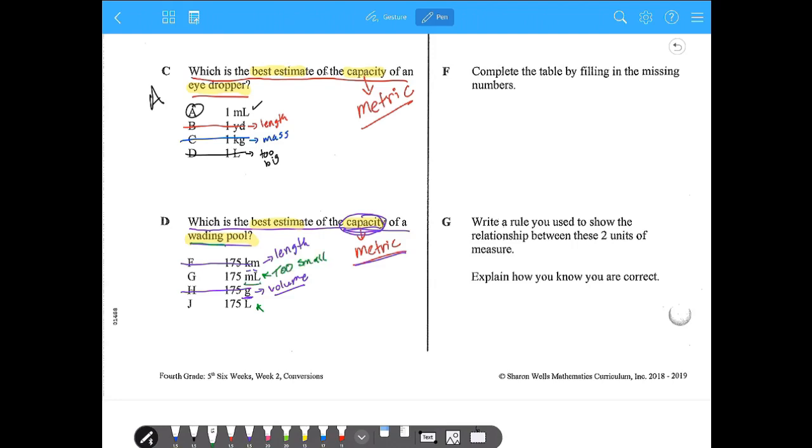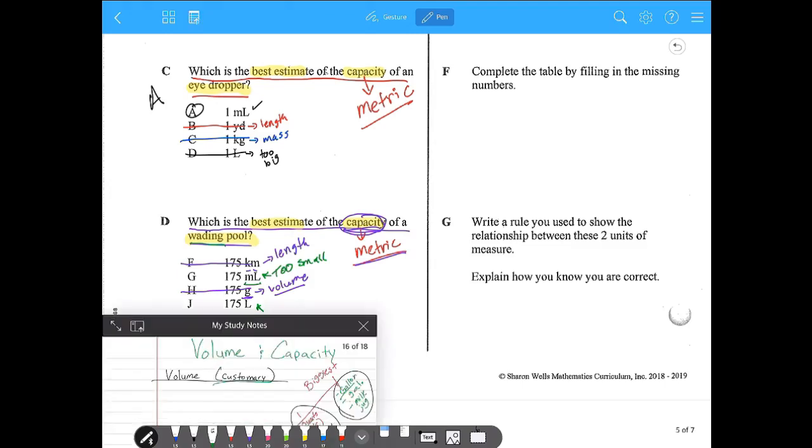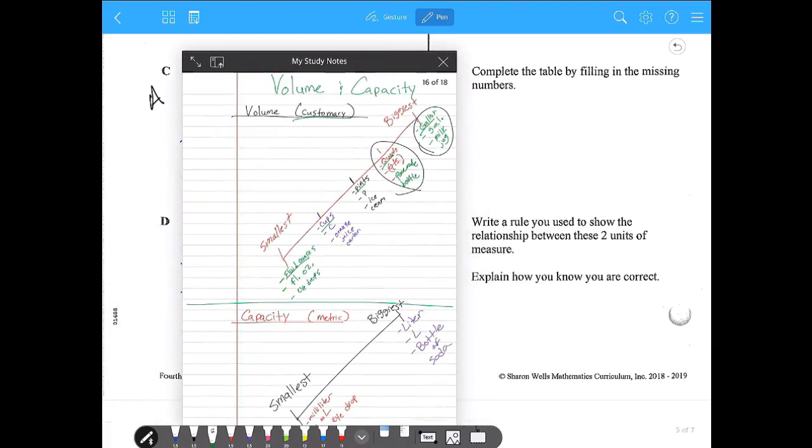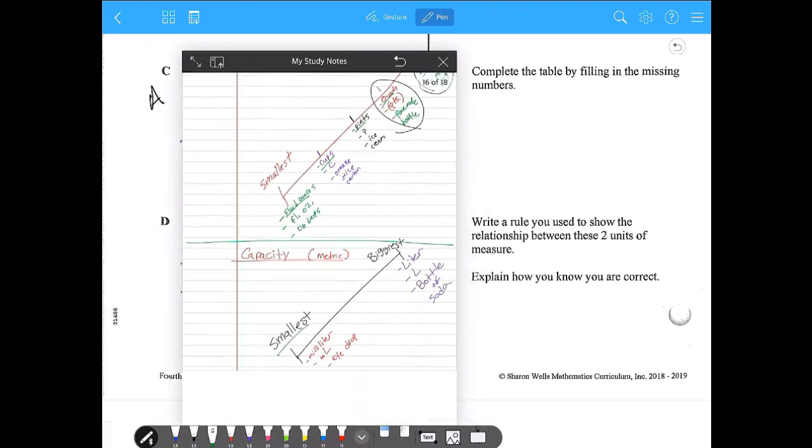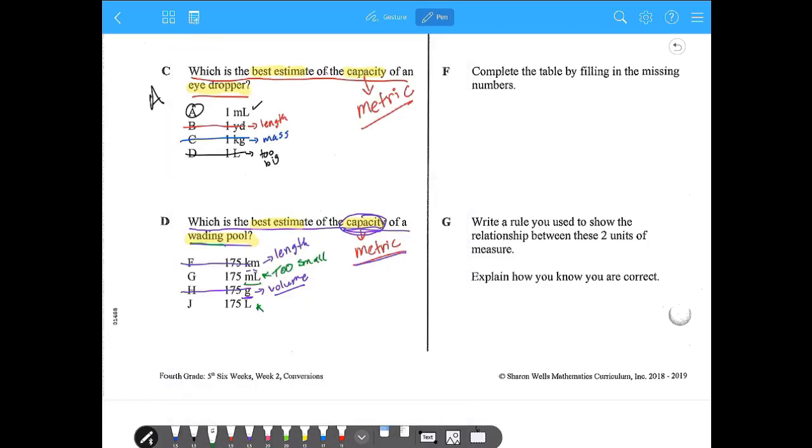Remember, the milliliters are like the size of eye drops. And this is where your notes on the ladders, smallest to biggest, right here, come in, so you get a good estimate of what they are. Those notes will help you for these kinds of questions. So let me get rid of letter G. My answer is letter J. Right there.